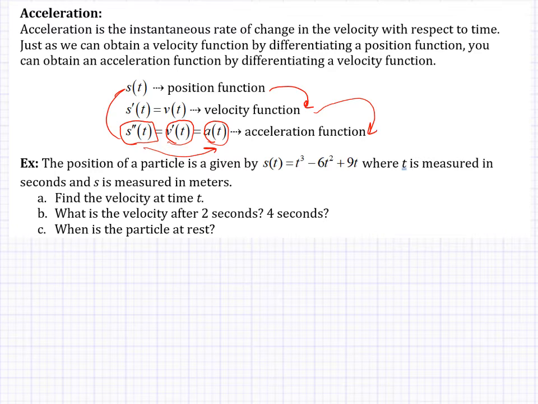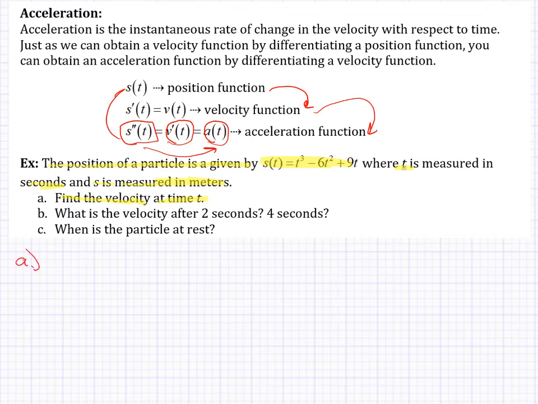Okay? So here's a very simple question. The position of a particle is given by this particular position function, where t is measured in seconds and s is measured in meters. Find the velocity at time t. That's the first piece. So let's just answer that question.